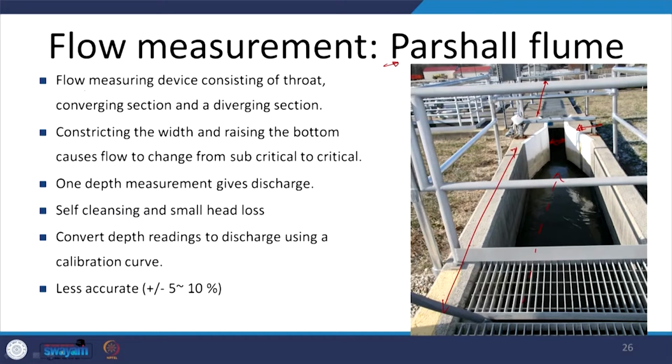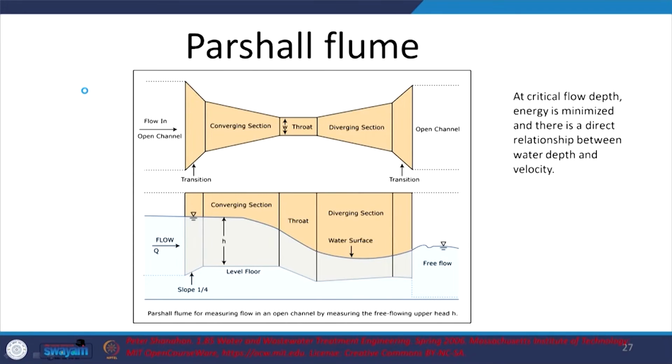So, what does this consist of? Let me look at the figure. Okay, this consists of a converging section. This is the water coming in, right. This is, I guess, the top view, and then transition. So, converging section, and then throat, and then diverging section, right.